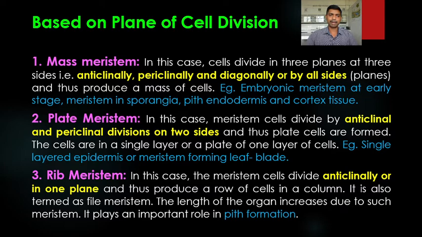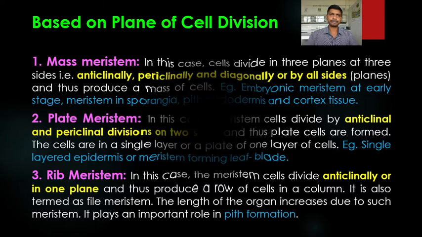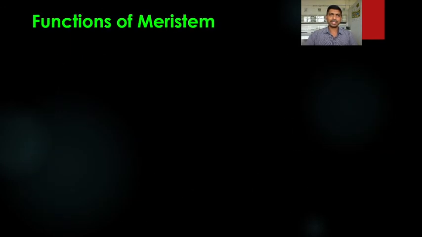These are mass meristem, plate meristem and rib meristem. Now the functions of the meristem. So this is the last point from this chapter, functions of meristem. One by one we are going to study the different functions of the meristem.